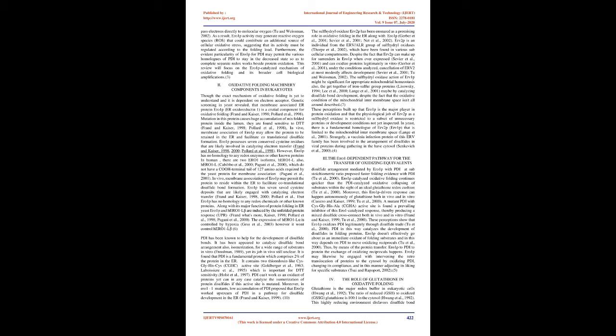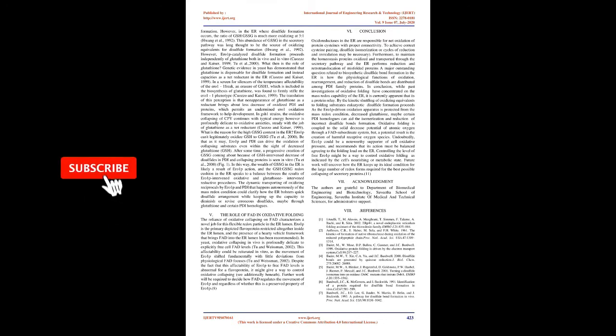PDI has been known to help with the formation of disulfide bonds. It has been shown to catalyze disulfide bond formation and isomerization for a wide range of substrates in vitro, Freedman, 1989, yet its role in vivo is still unclear. It is found that PDI is an abundant protein which comprises 2% of the protein in the ER. It contains a thioredoxin-like cysteine-glycine-histidine-cysteine, CGHC, active site, Goldberger et al., 1963, Laboissiere et al., 1995, which is important for DTT sensitivity, Holst et al., 1997. PDI cannot work as an oxidant of proteins, yet can still catalyze the isomerization of protein disulfides if this active site is mutated.